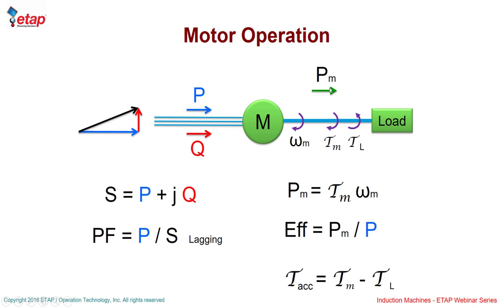On the mechanical side, PM is T sub M times omega M, and that gives you kilowatt or megawatt. Efficiency now is PM over P, and it's always less than 100%. And acceleration torque is these two torques, mechanical motor torque and load torque, subtracted from each other. Under normal operation, this would be a zero value. If the acceleration torque is more or less than zero, then you have either acceleration or deceleration of the motor.